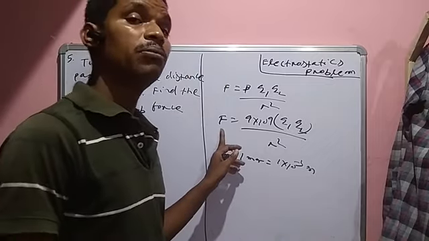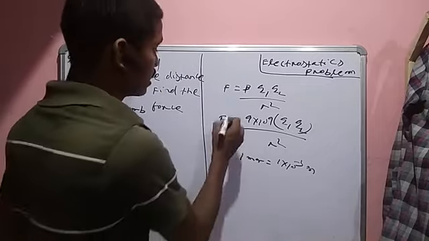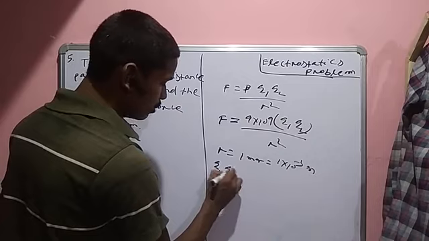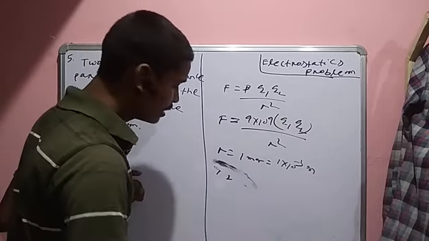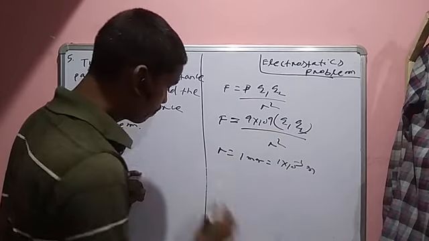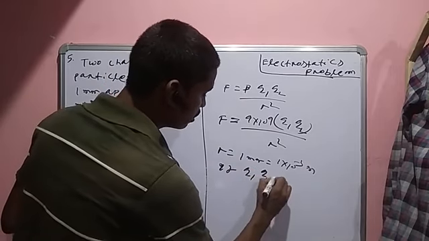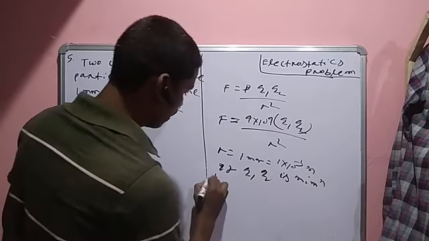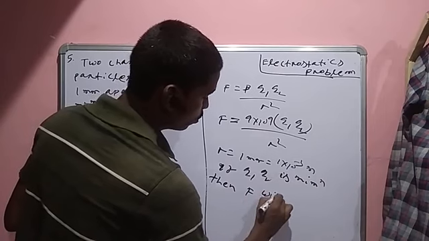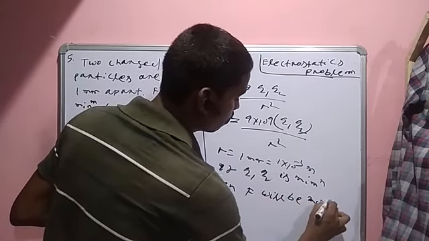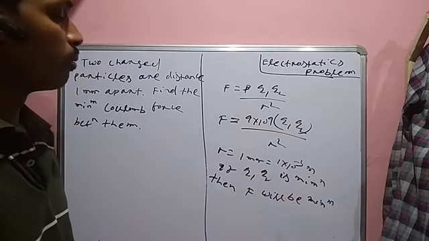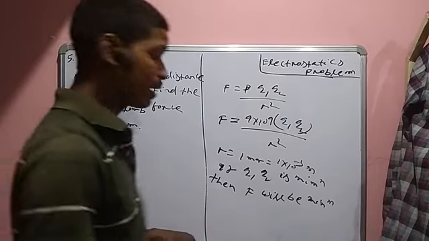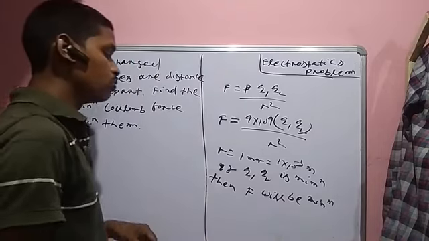But the force should be minimum. When should it be minimum? If q1 q2 is minimum, then the force will be minimum. When q1 q2 is minimum, then force will be minimum. How, or when, is q1 q2 minimum?